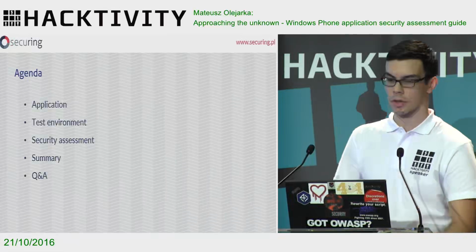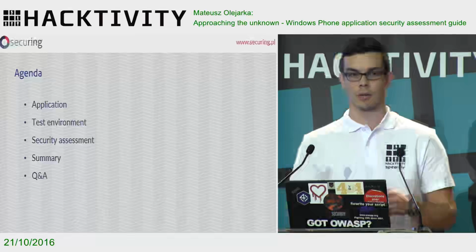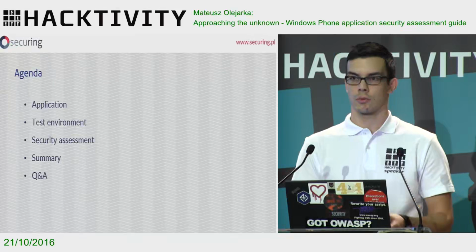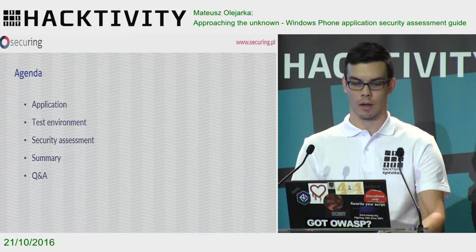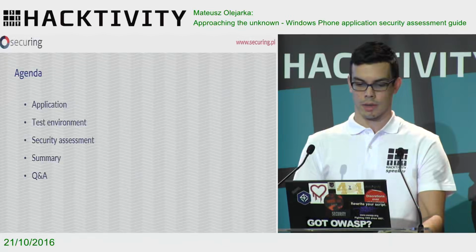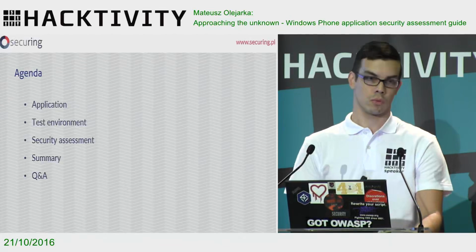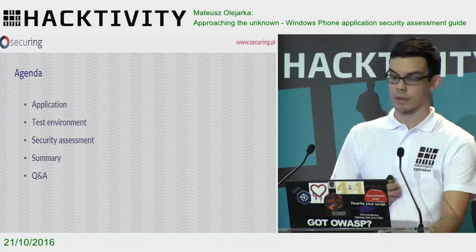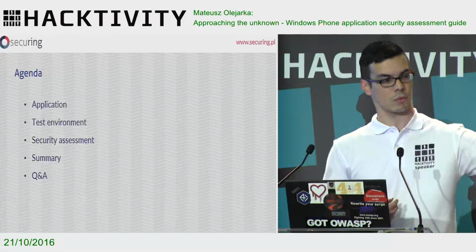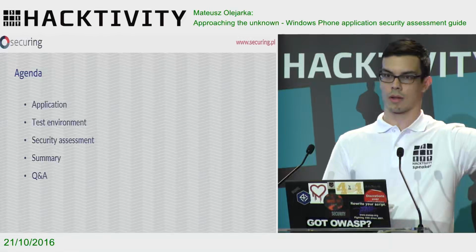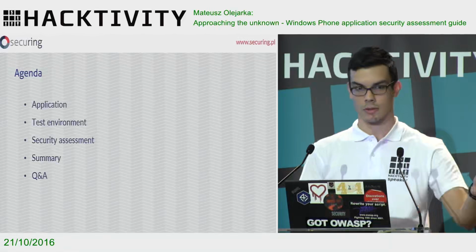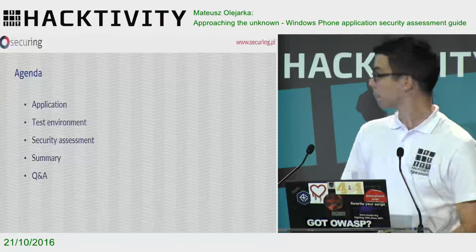Okay. This is the agenda. We'll start with the application, how it looks. Then we will discuss a test environment, what we need to test Windows Phone application security. Then security assessment, what to check, we will discuss. And then a quick summary and place for your questions. I brought some yo-yos, which are lighting when used. So if you will ask me difficult questions, I will try to answer, and you can grab a few of those.